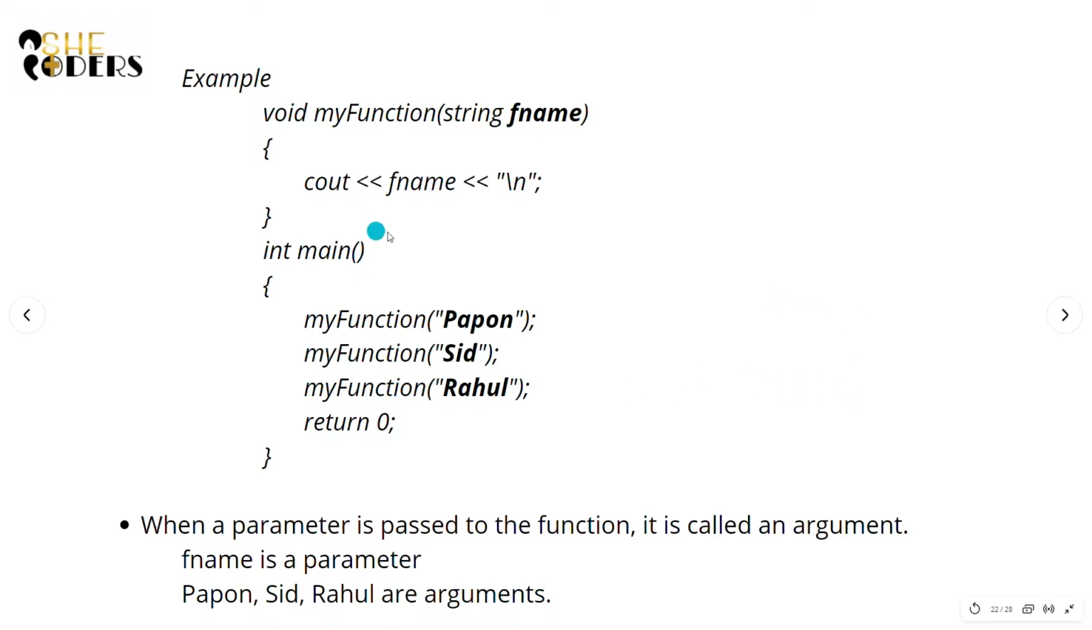Earlier you saw my function took 0 parameters, and here it is taking a string parameter. Whatever we are passing here, like Papon, Sid and Rahul, these three values, the values we are passing, are known as arguments, and they are getting assigned to fname. The fname value will change every time you call the function, depending on the argument you are sending. So Papon will get assigned to the parameter fname, and it will show the output as Papon, Sid and Rahul, because we have called the function 3 times.